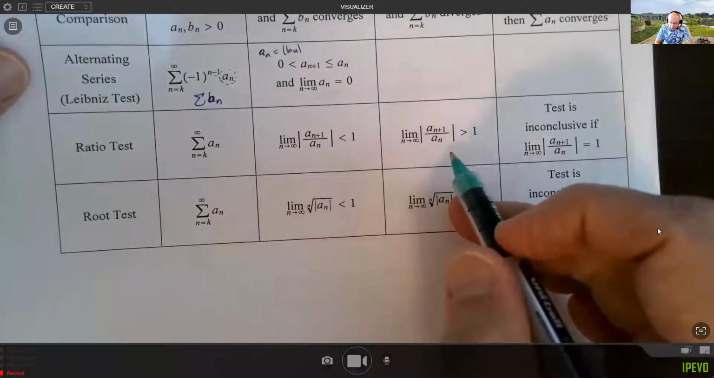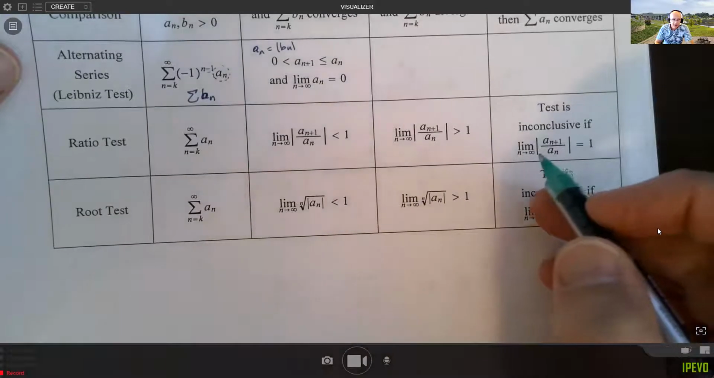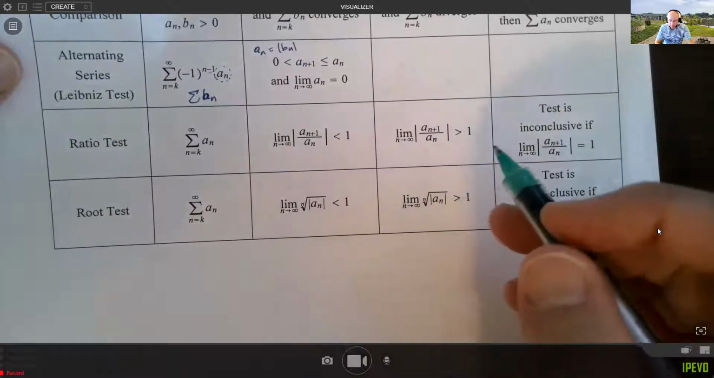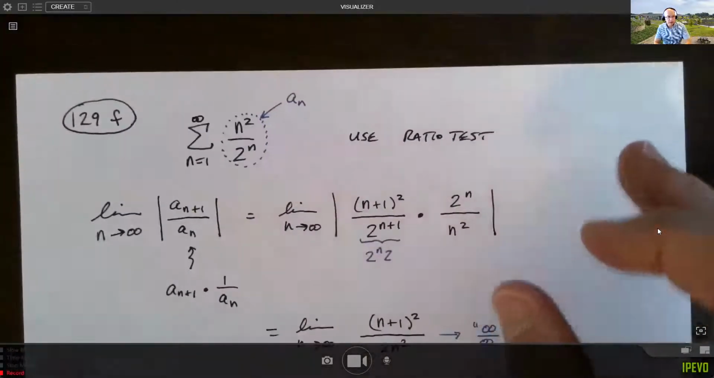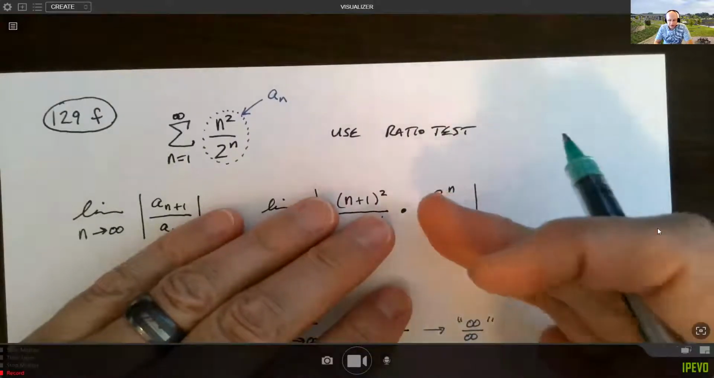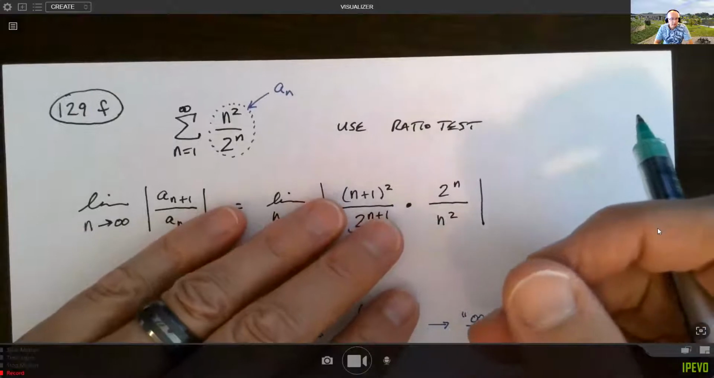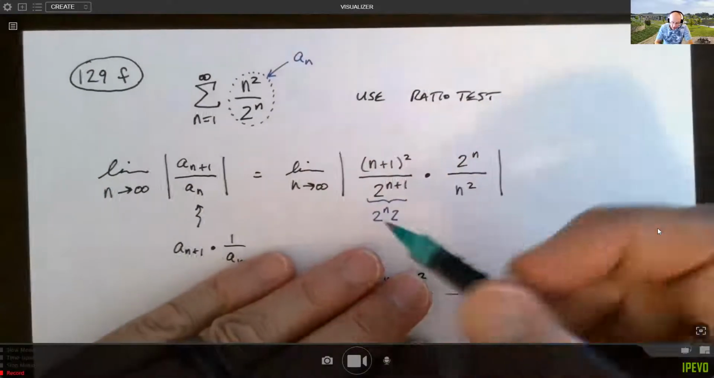If that limit perchance becomes 1, remember this test is inconclusive. You would have to try something else. In the homework for this problem, number 129, if we reach that case, we only state that the ratio test is inconclusive, and that's the end of the problem per the directions. Okay, so let's take a look at it.